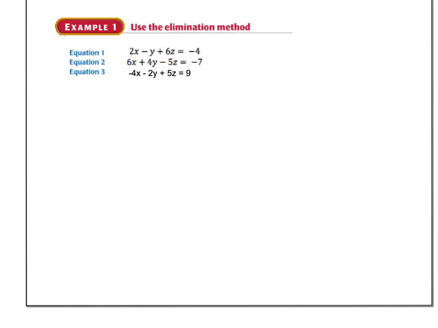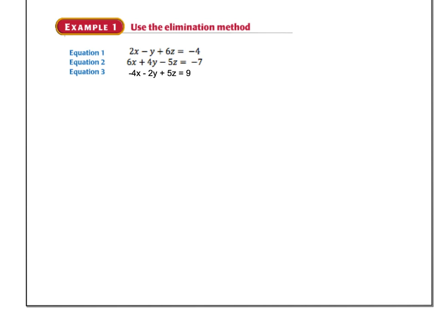Here's our one main big example that we're going to do together. Here you see your system of three equations. Notice your variables are x, y, and z. Your first step is to choose a variable you want to eliminate. It can be x, y, or z, it doesn't matter.